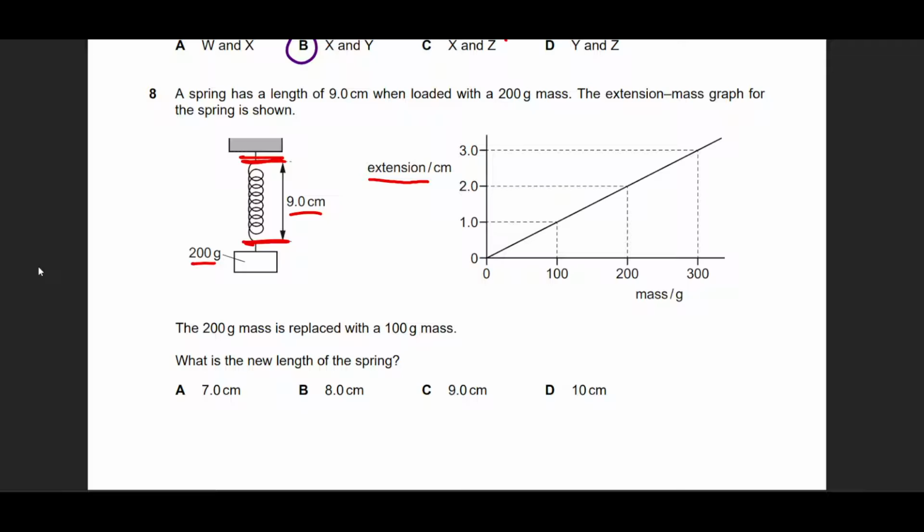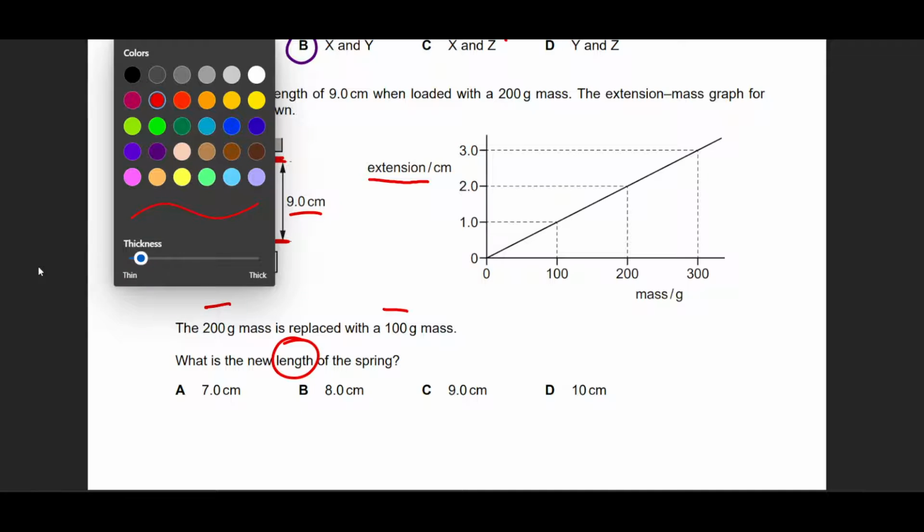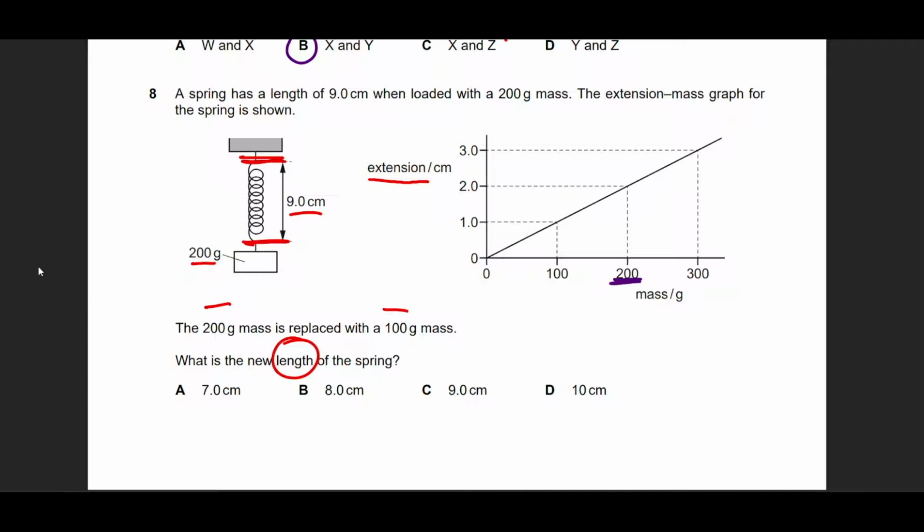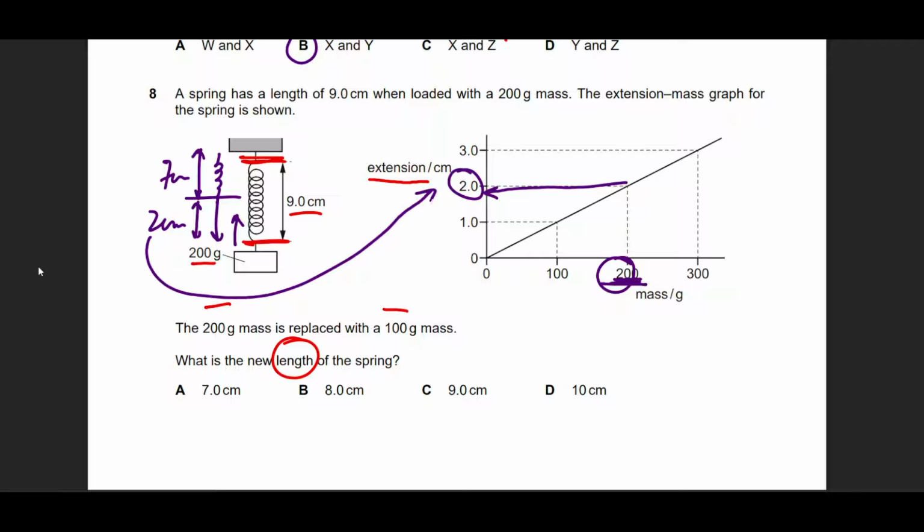He says that now this 200 is replaced with 100. What's the new length? Please be advised, it's length, not extension. So if at 200 the extension is 2 centimeters, we can predict what would have been the original length. You see, if you remove this 200, where would it go? Where would it settle down? Its extension would reduce and it would settle down at somewhere along 7 centimeters of length. Because only when you put in 200 grams, it extends by 2 centimeters and its length increases from 7 centimeters to a total of 9 centimeters. So there is an extension of 2 centimeters as picked up from the graph as well.